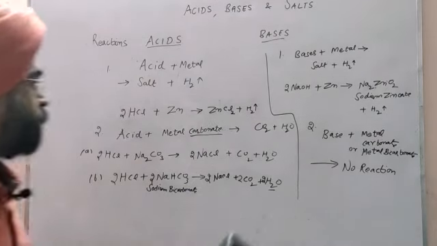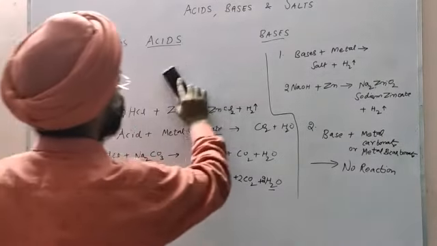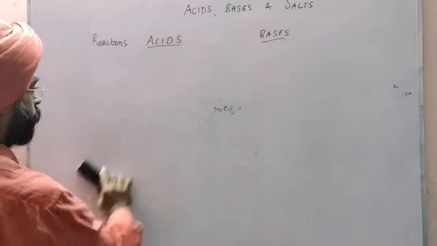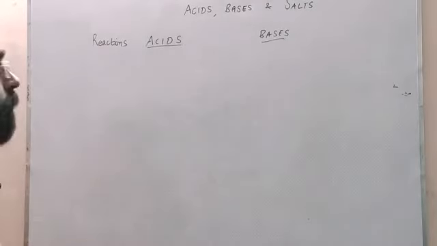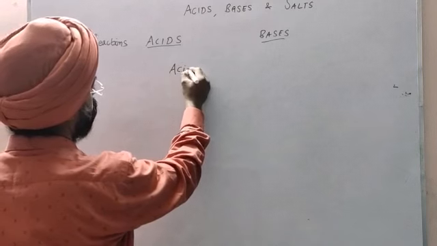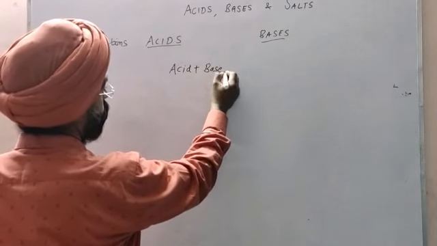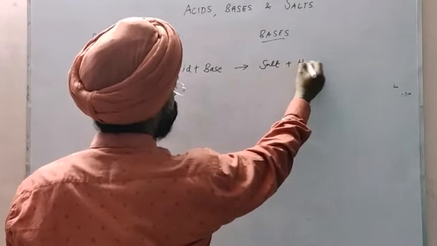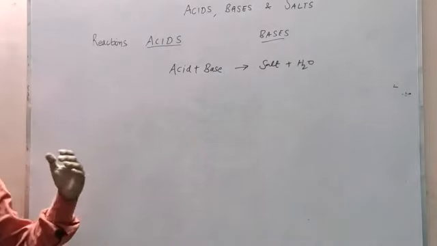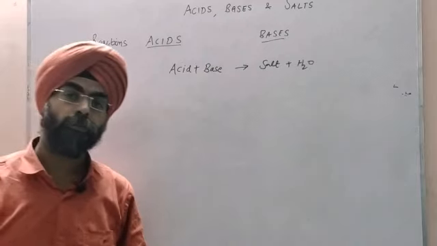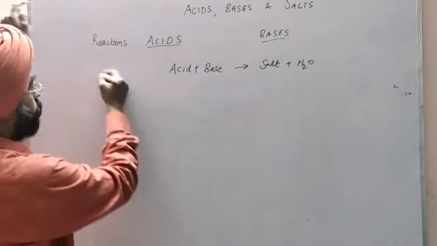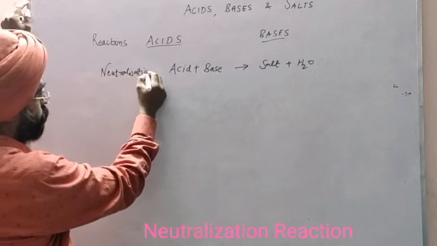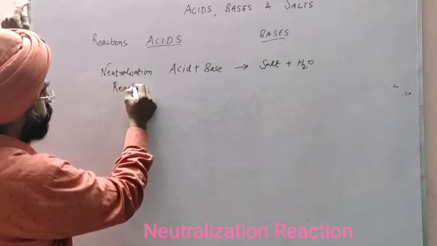Now the third reaction, when acid reacts with base. When acid and base react together, they form salt and water. This type of reaction, when acid reacts with base to form salt and water, is called a neutralization reaction. So why is it called neutralization?